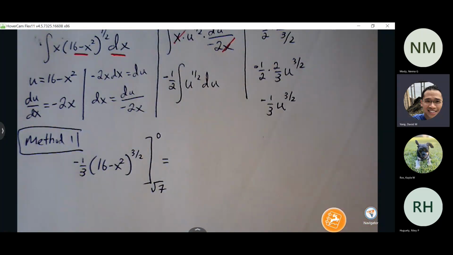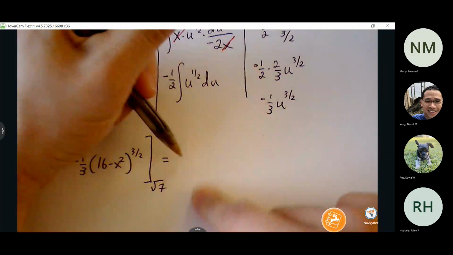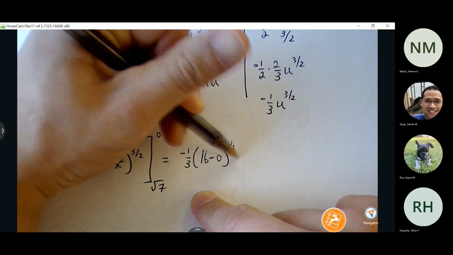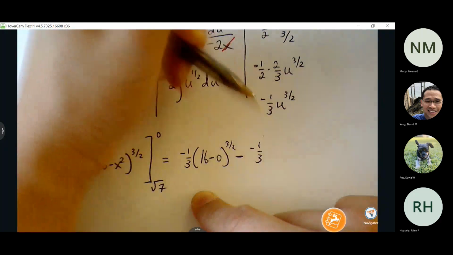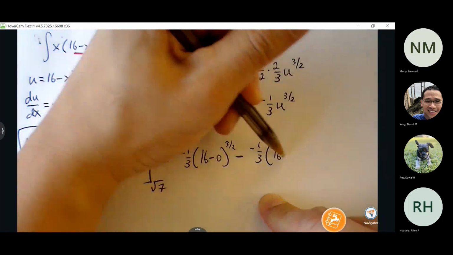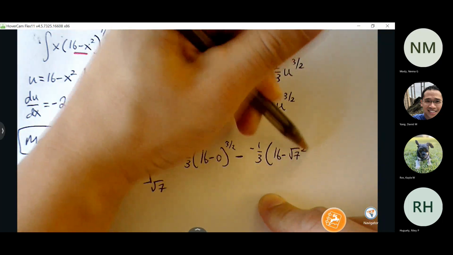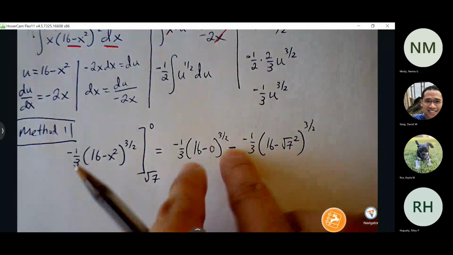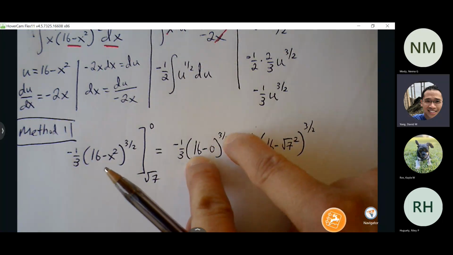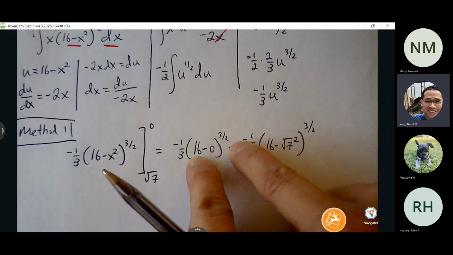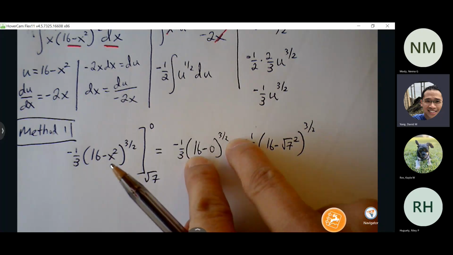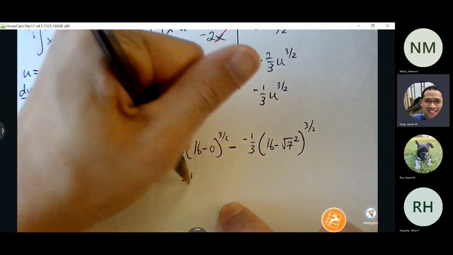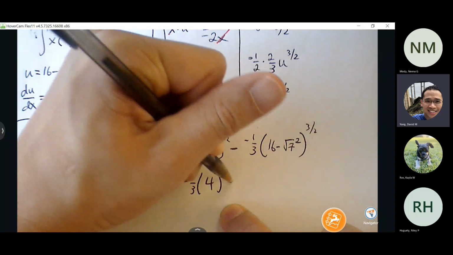Upper bound first. So 16. Think about the fact that cubing 16 is hard to do, but what if we made it smaller so we can deal with the square root, right? The 2 here. What's the square root of 16? 4. So negative 1/3 times 4 cubed. A lot easier to work with.